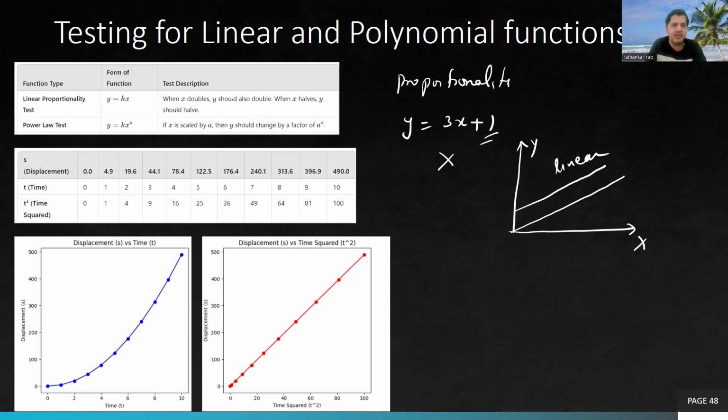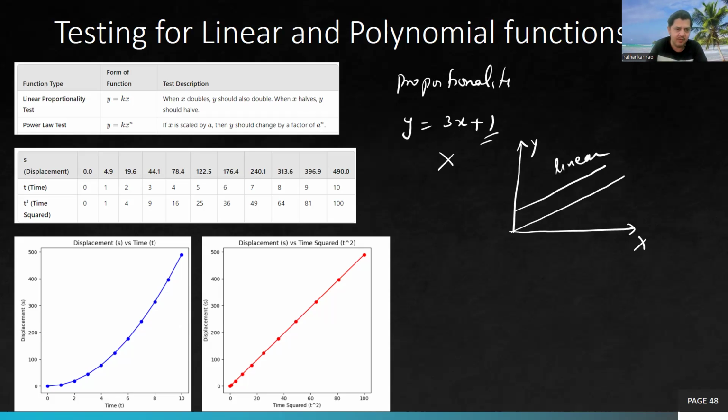When x doubles, y should also double. When x halves, y should also halve. Okay. That is the condition for proportionality. Here what happens? If x doubles, what will happen? The y will not get doubled, but will get doubled plus 1 over here. Right. So this is not proportional. The next one is y equal to kx power n, which is a power law. If x is scaled by a, y should also be scaled by a factor of a power n.